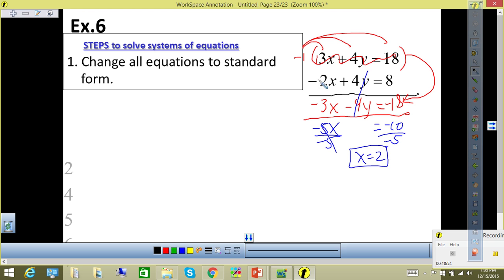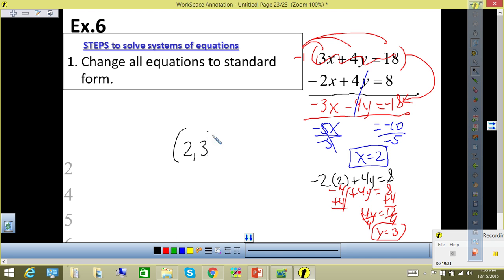I'm going to take the top one, negative 2 times 2 plus 4y equals 8. This becomes negative 4 plus 4y equals 8. Plus 4, plus 4. 4y equals 12. Divide by 4. Y equals 3. Therefore, our solution is (2, 3).